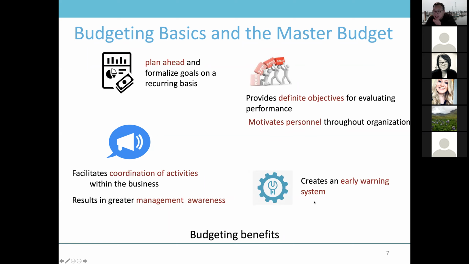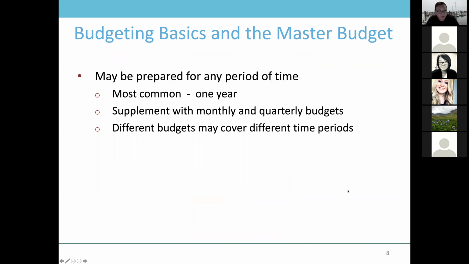Also, if there are any issues, you can detect them right away. If you realize that certain items are way over the budget, that flags like a warning from the system. Something's wrong there, okay? So you can prepare it, like I mentioned, for what kind of period of time?